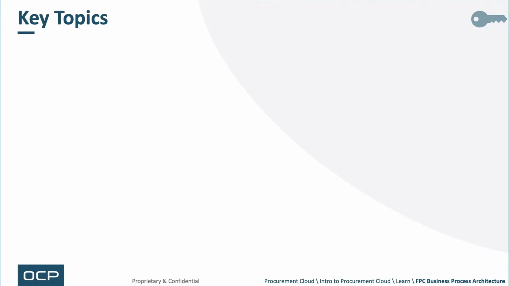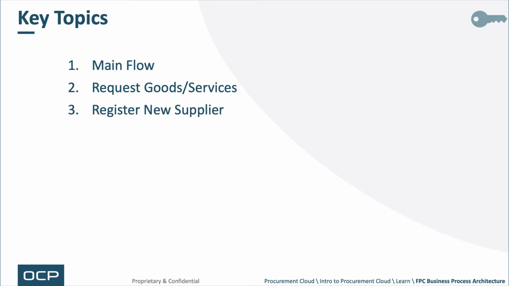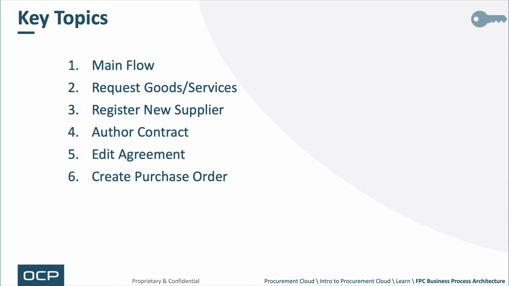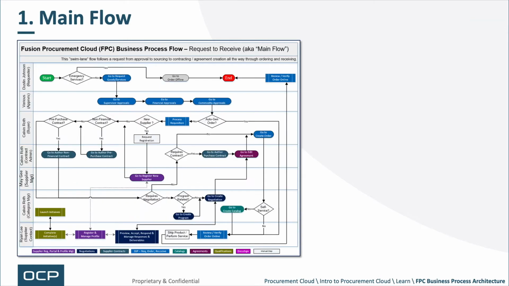Okay, so key topics for this video are as follows. Main flow or driver, request goods/services, register new supplier, author contract, edit agreement, create purchase order, create catalog, and create negotiation. So let's get started.